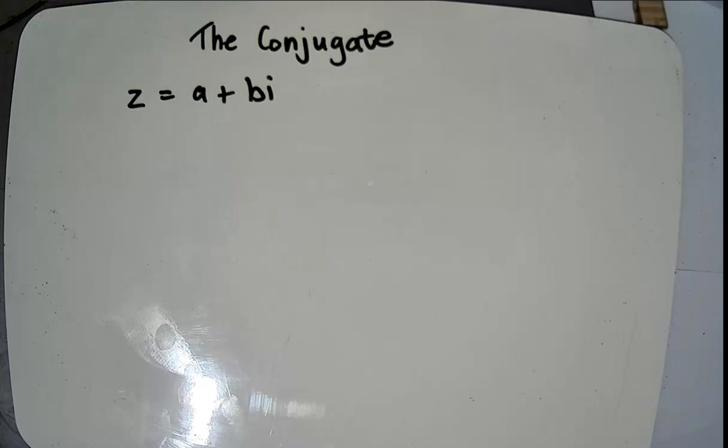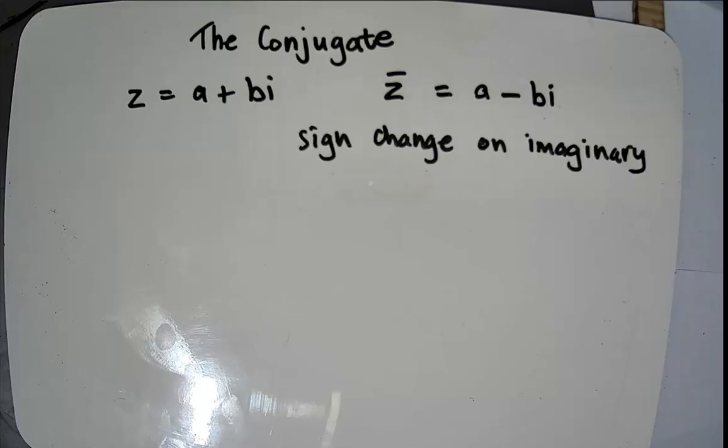Now we're looking at the conjugate. Z is equal to a plus bi. Z means the complex number. The conjugate of that is equal to a minus bi. The sign changes only on the imaginary part. Notice the notation. Z with that line on top means conjugate. So it's the conjugate complex number. The plus became a minus.